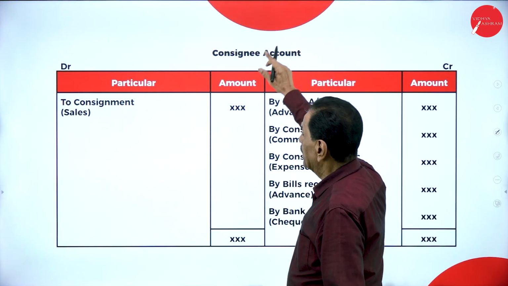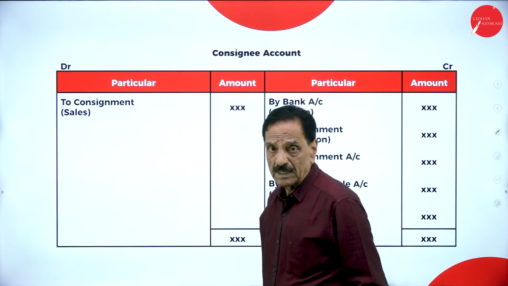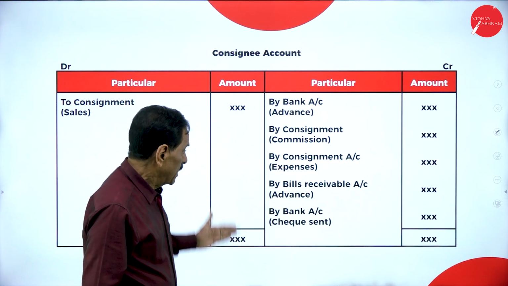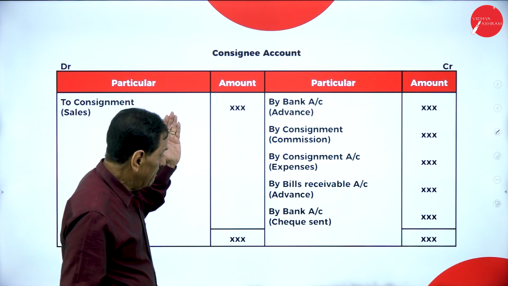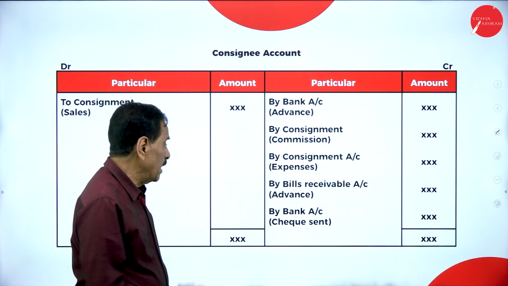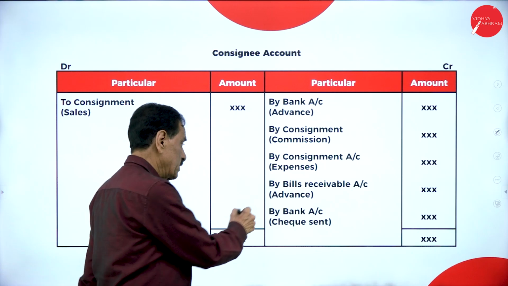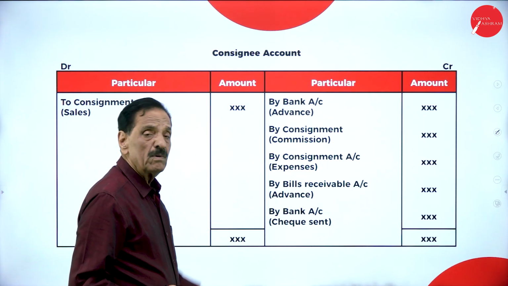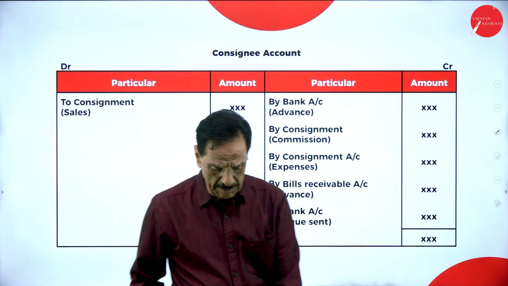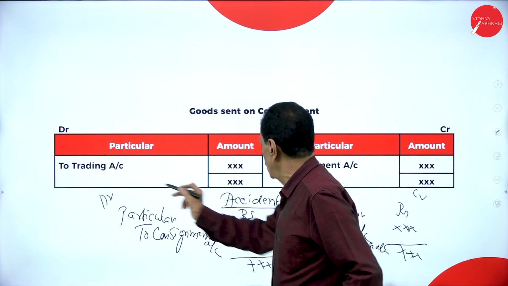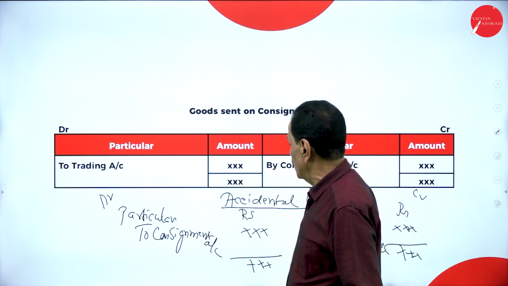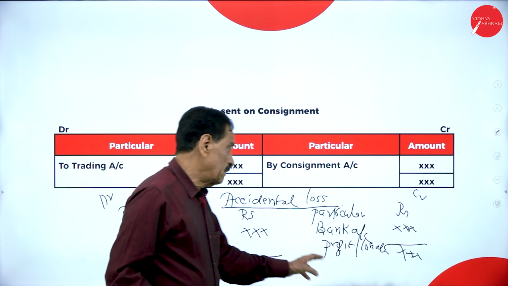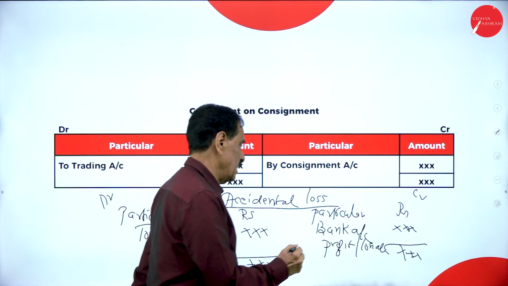When you make the sale, the entire amount lies with the consignee. He will deduct his advance, his commission, his expenditure, and his advance which has been given in the form of bill. Whatever the difference comes, the difference will be sent in the form of check or draft by the consignee to consignor. This is the goods sent on consignment account to trading account. If they ask, accidental loss account to consignment account, by bank account, by profit and loss account.